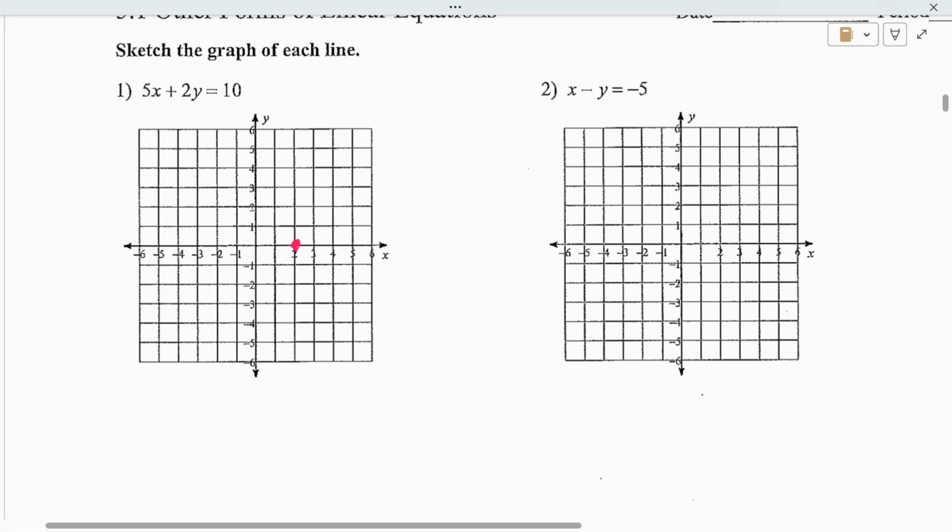Now I'm going to figure out where I cross the y-axis. That's the equation 2y equals 10. Divide both sides by 2. Y equals 5. That's this point right here.